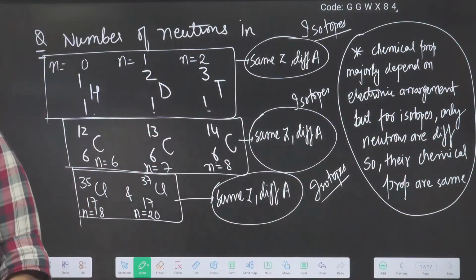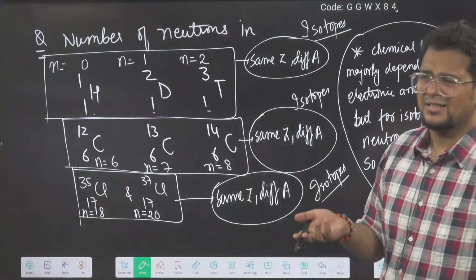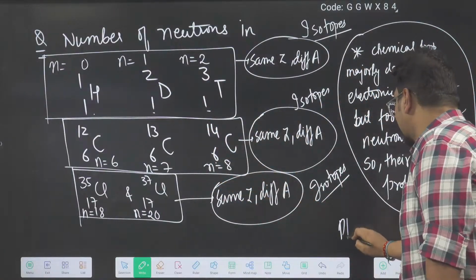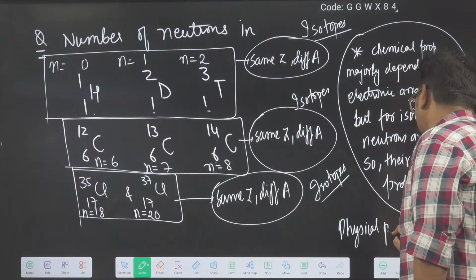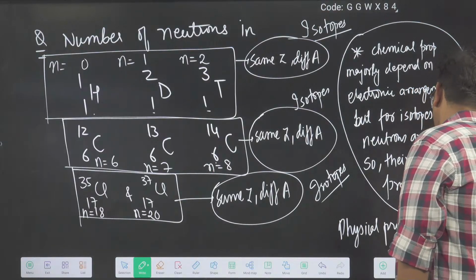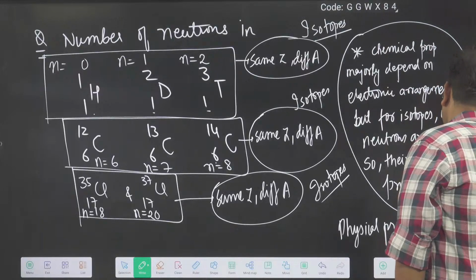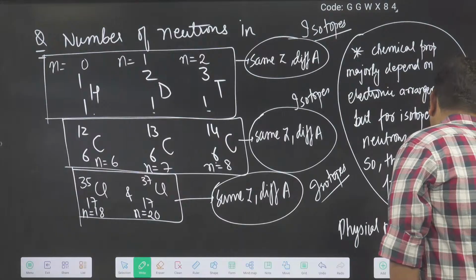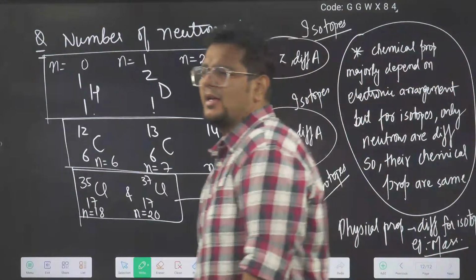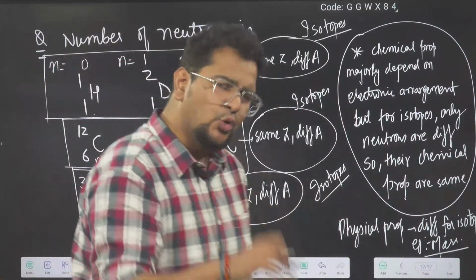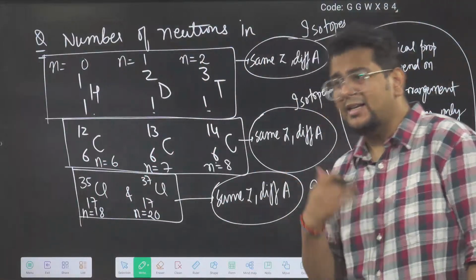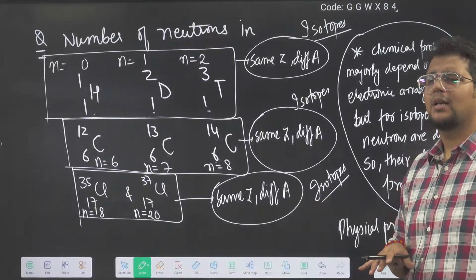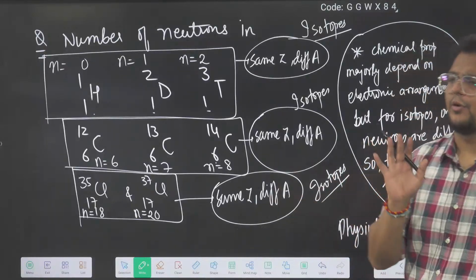Same chemical properties. Physical property is obviously different, like mass, 1 AMU, 2 AMU, 3 AMU. Physical property is different for isotopes, example, mass. But chemical reaction is the same. If hydrogen reacts to become H plus, deuterium also reacts to become D plus. Tritium also reacts to become T plus. If carbon forms covalent compounds majorly, carbon 12, 13, 14, everyone will form.